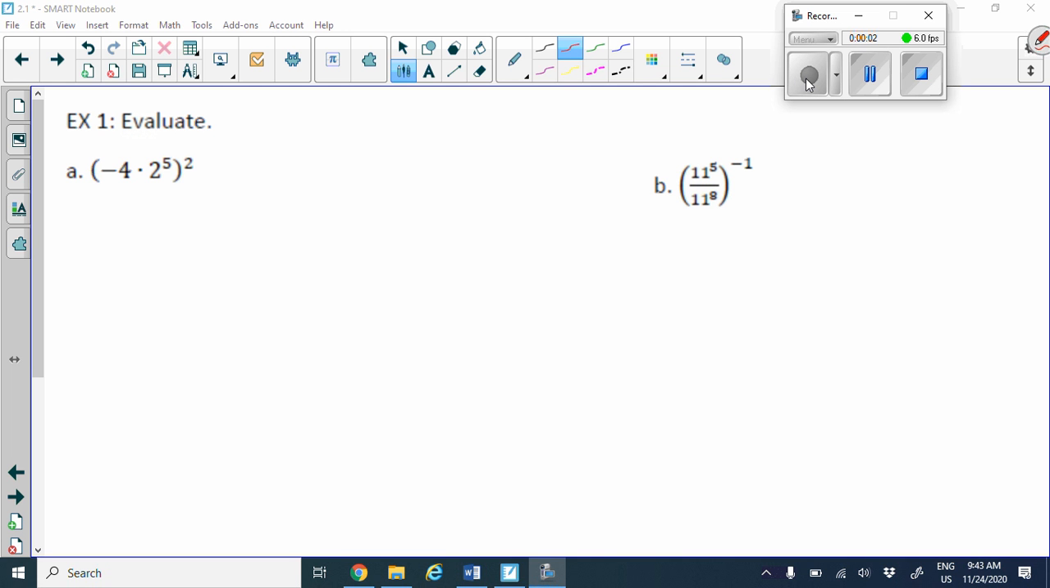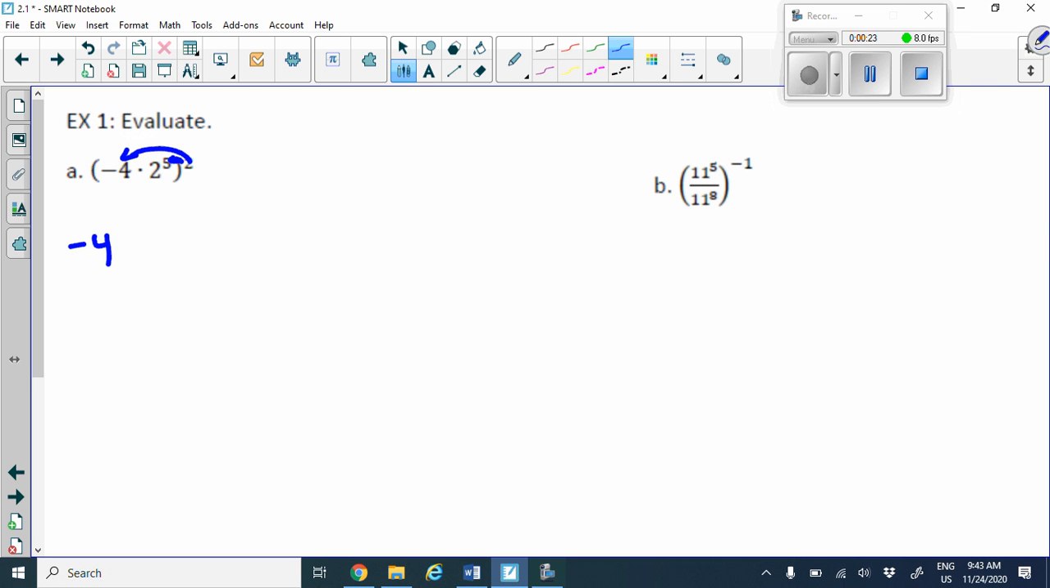Okay, so here's part 2 of our 2.1 notes. We're going to evaluate using the exponent properties. Okay, so the first one, we have (-4 times 2^5) taken to the second power. So here, notice that we have different bases, and then it's being raised to the same exponent, so I'm going to distribute that to both of my parts here.